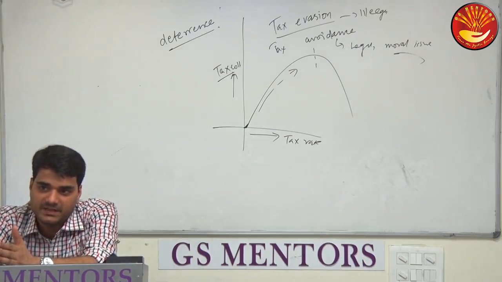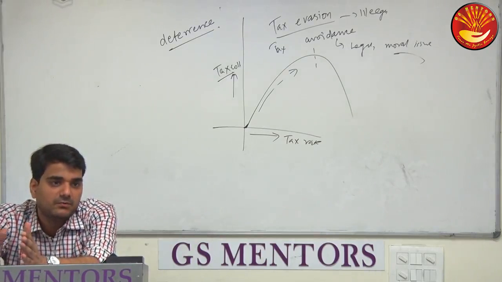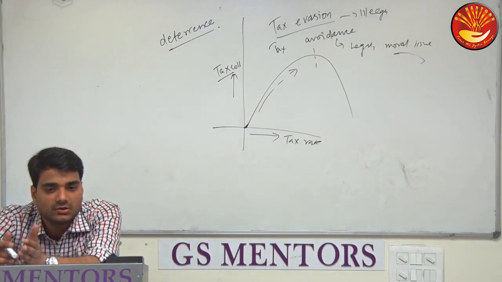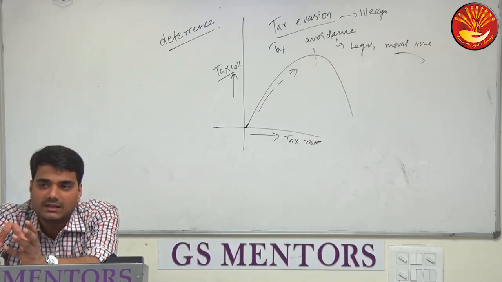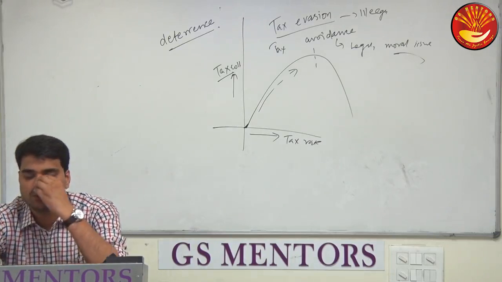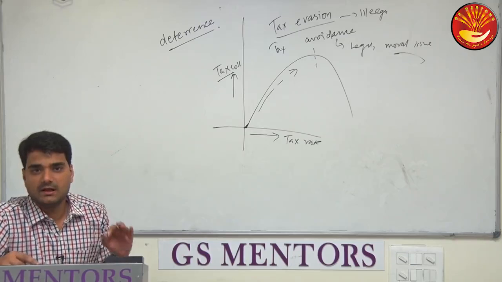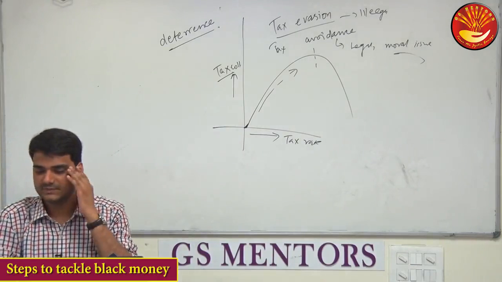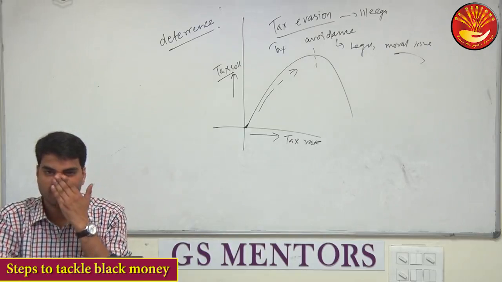Now the next phase: suppose howsoever foolproof we design the system, some black money will certainly be generated. So the next step is how to tackle that money if it is generated. The next one is steps to tackle black money.